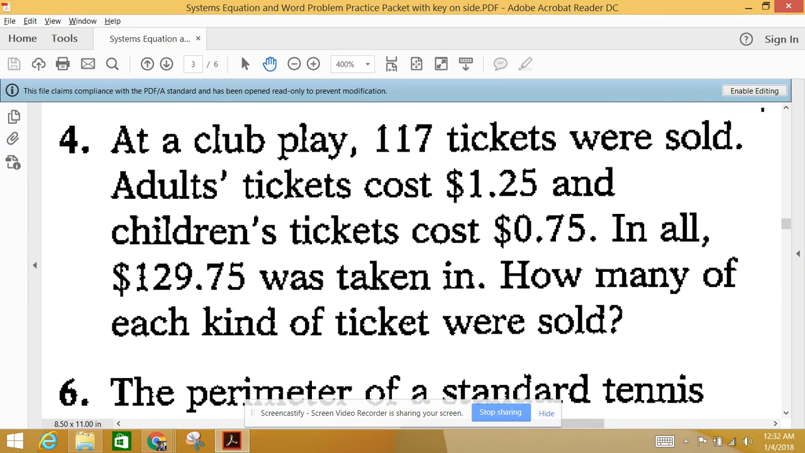So all of these are what I call mixture problems, and they're not strictly mixtures because we're not mixing substances. However, we have mixes of different rates going on for adult tickets and children tickets. This is number 4, in which we have 117 total tickets sold. Some of them are adult and some of them are children's tickets. So immediately we can come up with a sum of adult tickets plus children tickets equals total tickets.